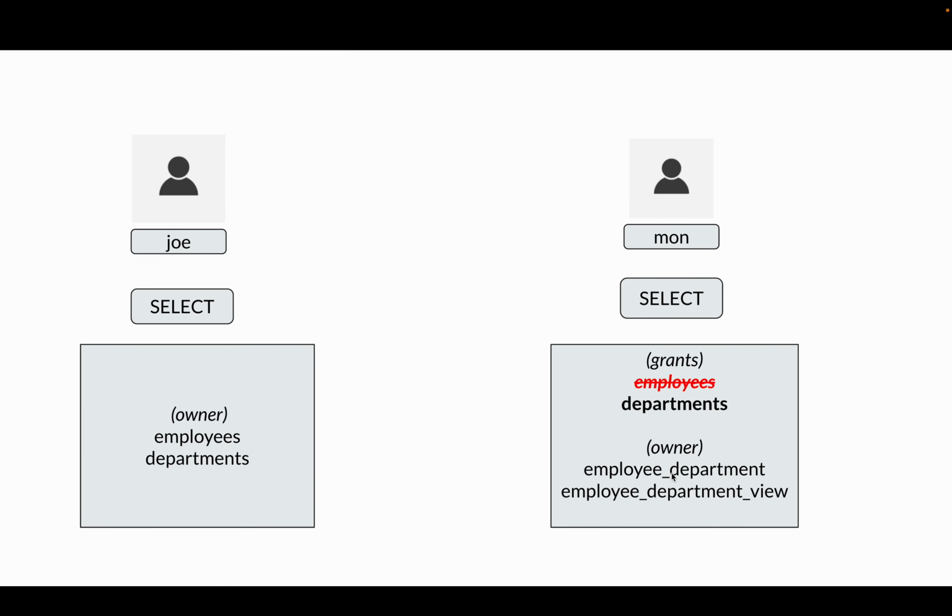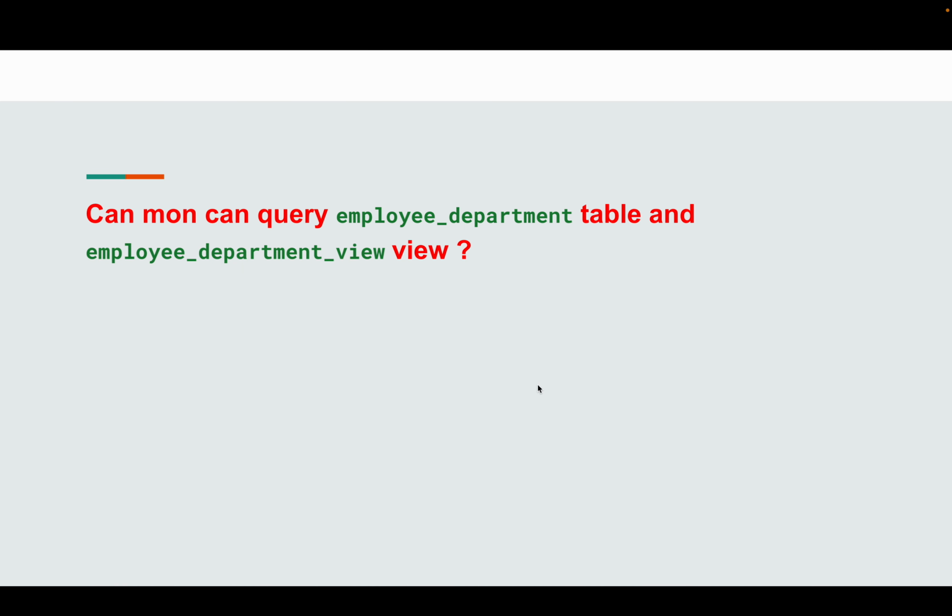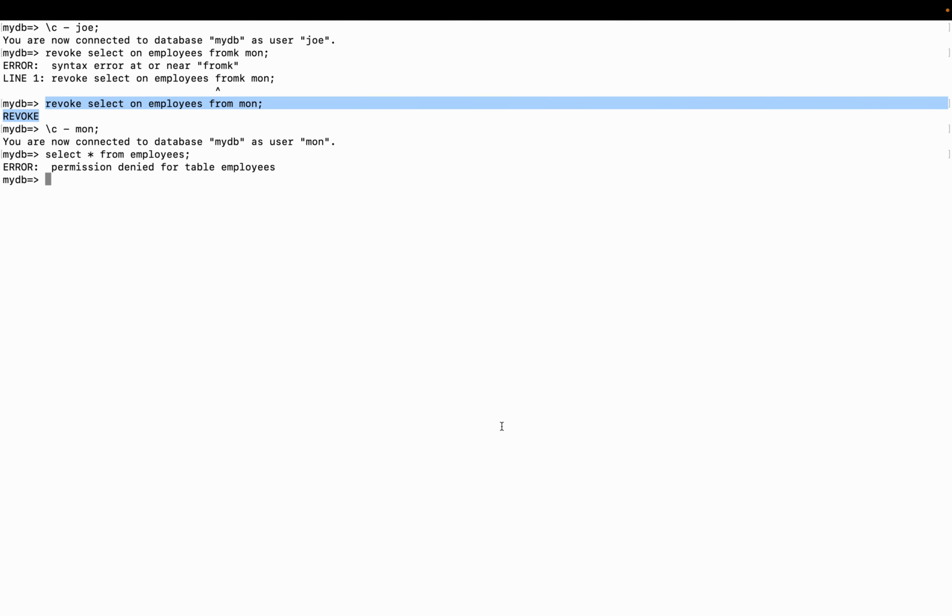Now the question is: who is the owner of the employee_department table and the employee_department_view? Can Mon query this table and this view, created from the employees and departments tables, after revoking the select privilege from one of the underlying tables, in our case employees? This is the question here. So let us see.